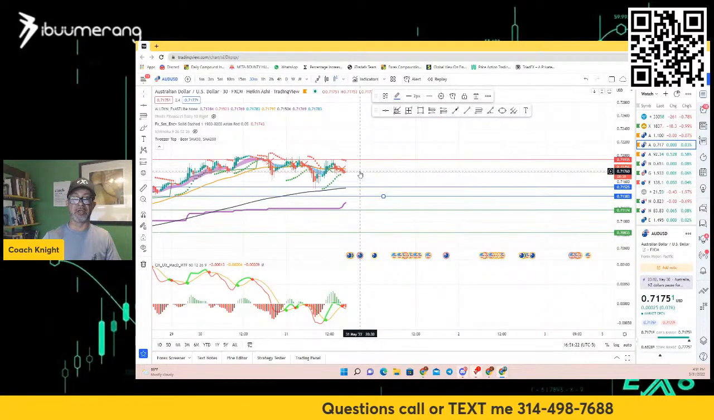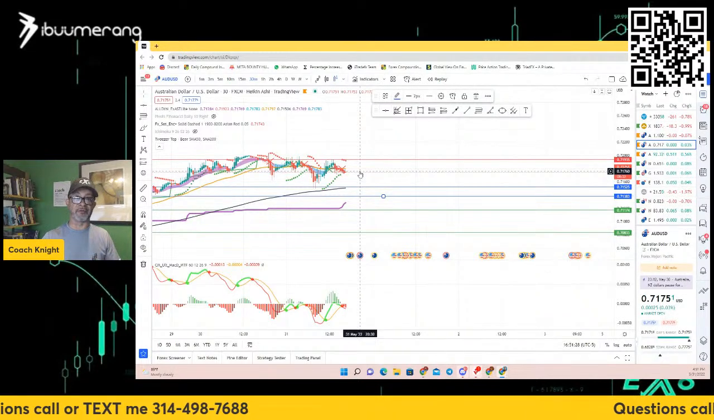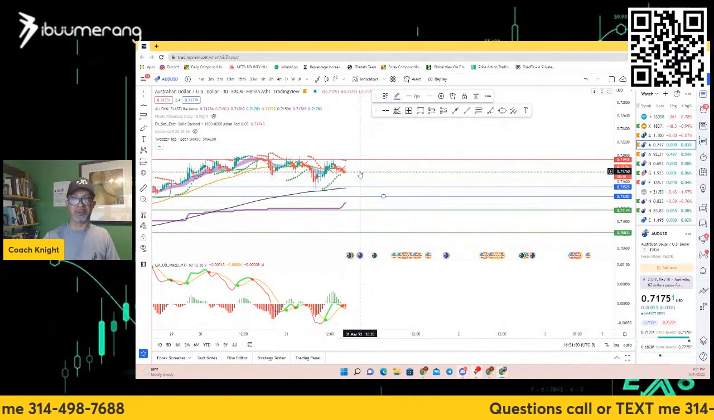Hope this makes sense. So I'm going to jump out of here. I'm going to enter this trade before I get too far behind the curve and set it up, and we'll see what happens. And if it ends up being a win, guess what? I'll let you know.